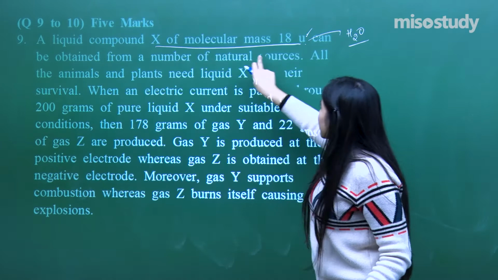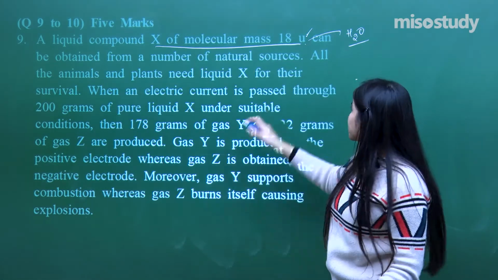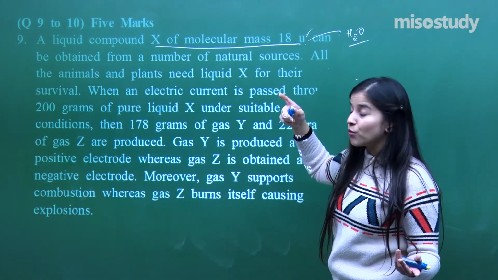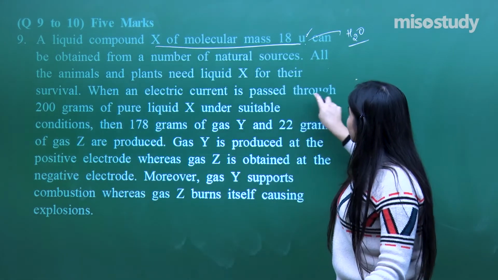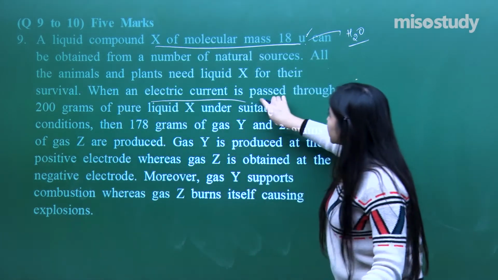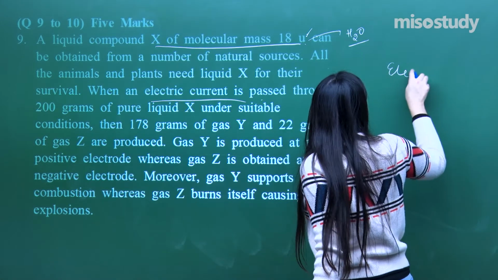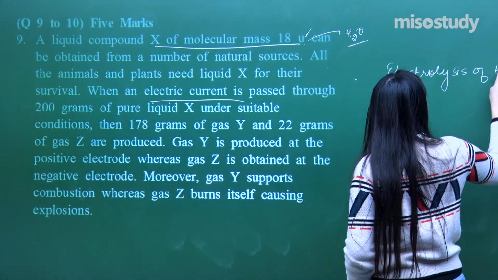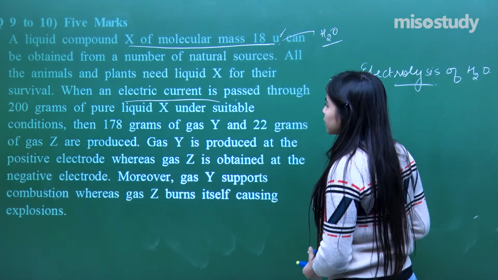Water can be obtained from a number of natural resources. It is confirmed. All the animals and plants need liquid X. Yes, water. We need water for our survival. When an electric current is passed through this liquid X, that means electrolysis of water. So they are passing the electric current under suitable conditions.